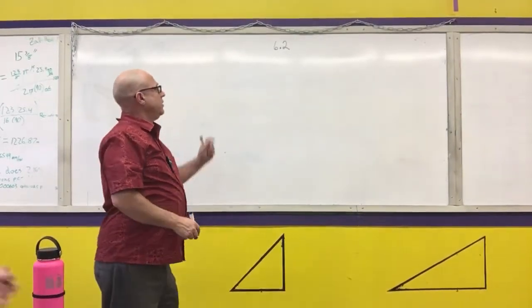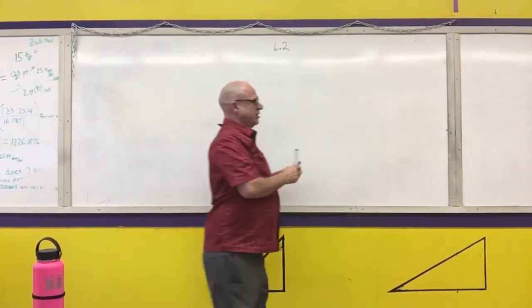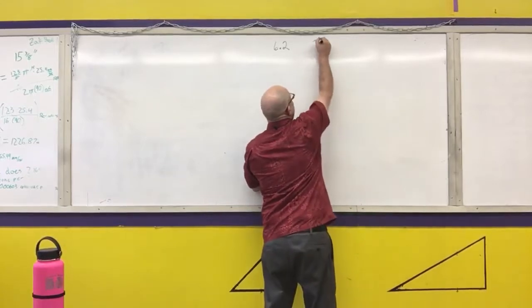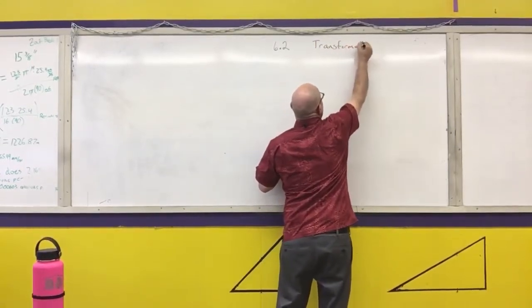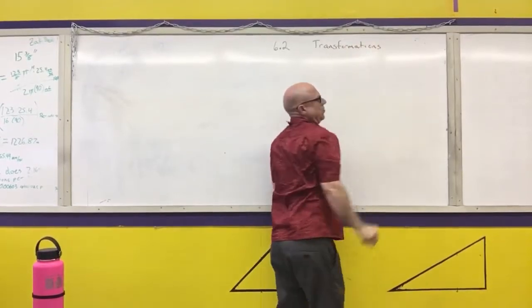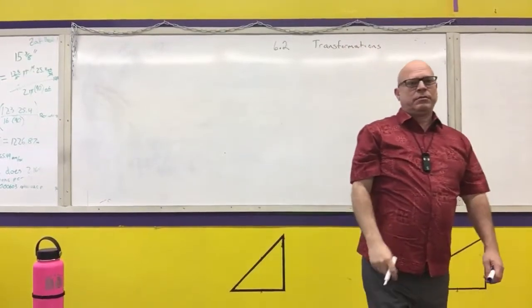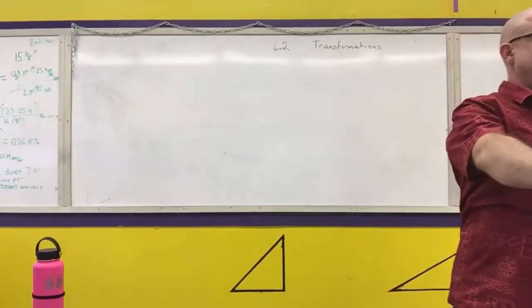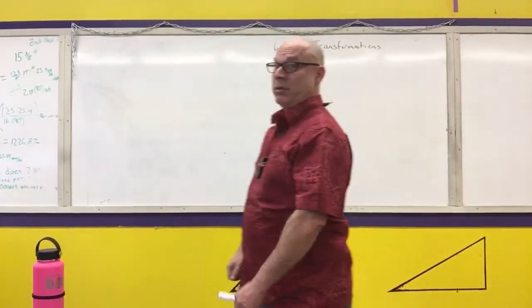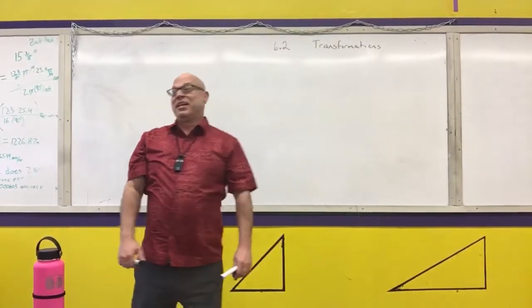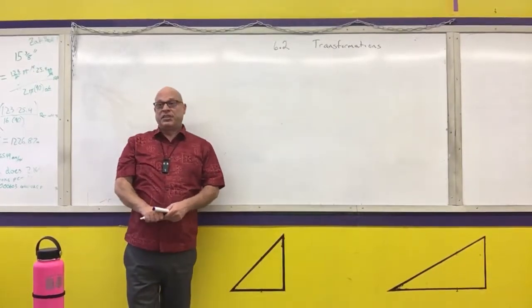So section 6.2 talks about transformations. And I skipped every other transformation that we have talked about. Every other transformation section in the textbook we have skipped so far. I am not skipping this one. What I'm going to do now is talk about all of the transformation sections that we have skipped.